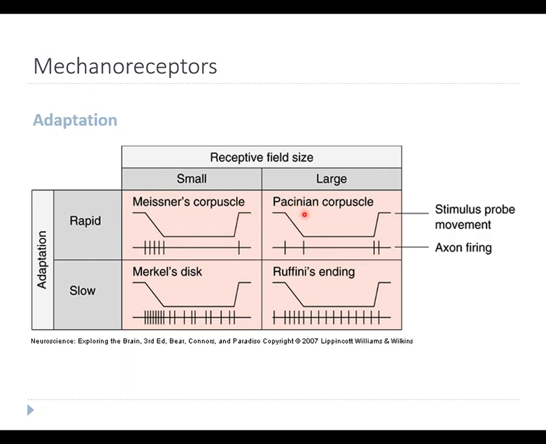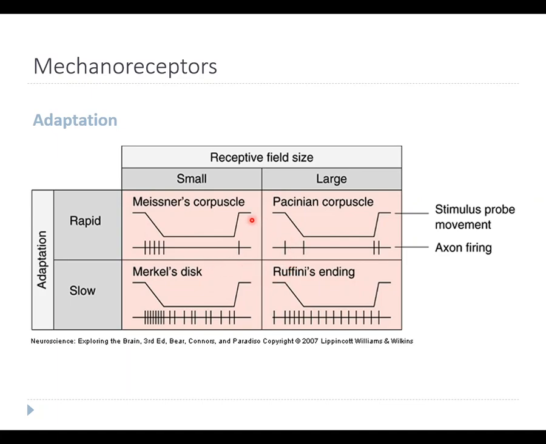Pacinian corpuscles also have rapid adaptation. They respond when pressure is first applied, and then they go quiet, and then they come back on when the pressure goes away. And then down here, Merkel's discs and Ruffini's endings are what we call slowly adapting. So they do respond the most when pressure is first applied, but then they keep responding at least at some baseline level during constant pressure.